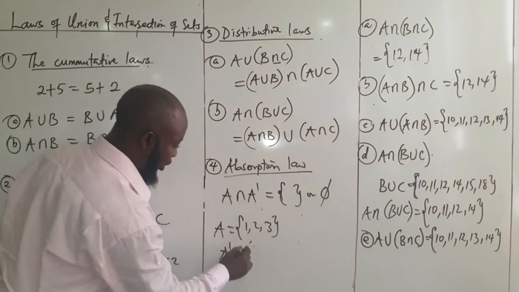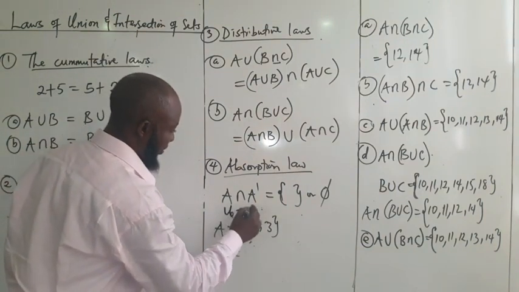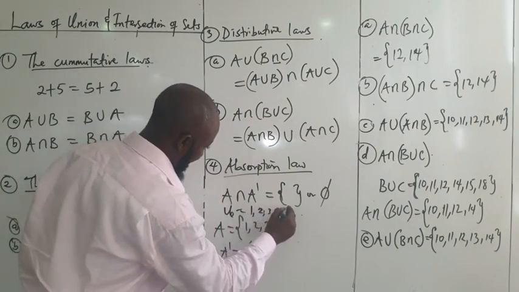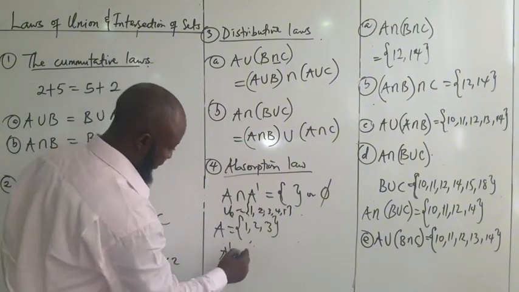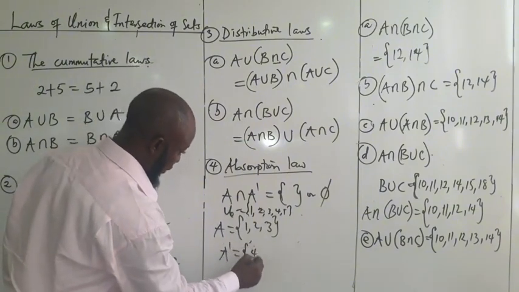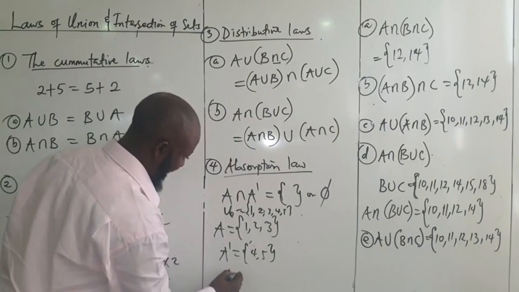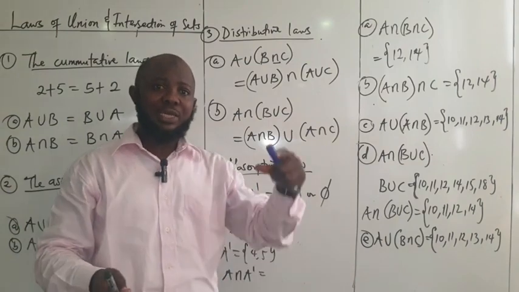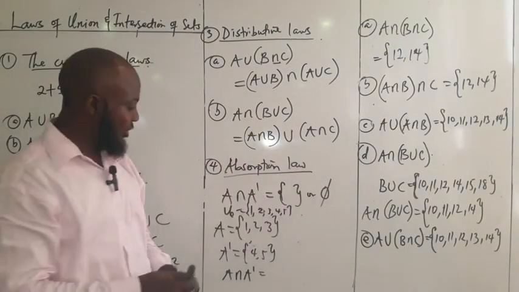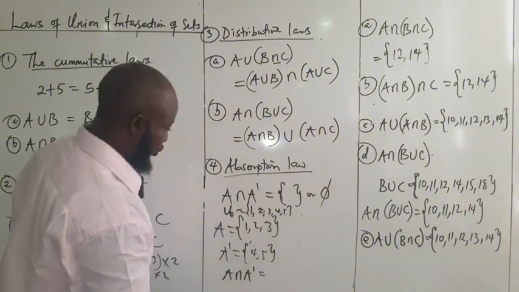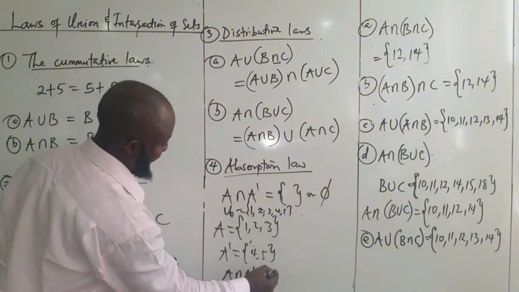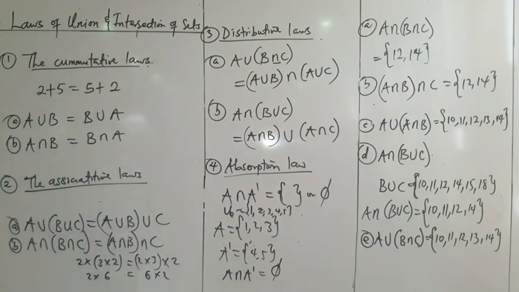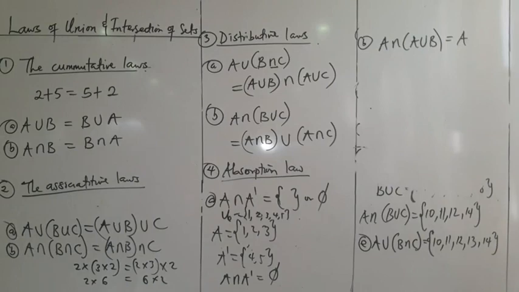So let us say the universal set is 1, 2, 3, 4, 5. These are the universal set. So which means A complement here is 4, 5. Now you have to find A intersection A complement. That's when you are finding intersection of a set and its complement. That's going to give you an empty set. So do we have anything in common here? So therefore the answer is empty set. This is what we call absorption law.